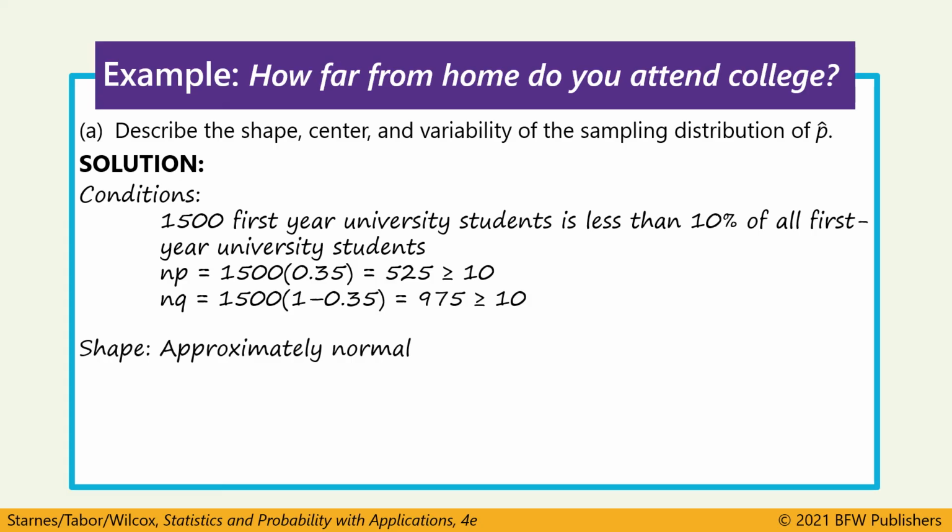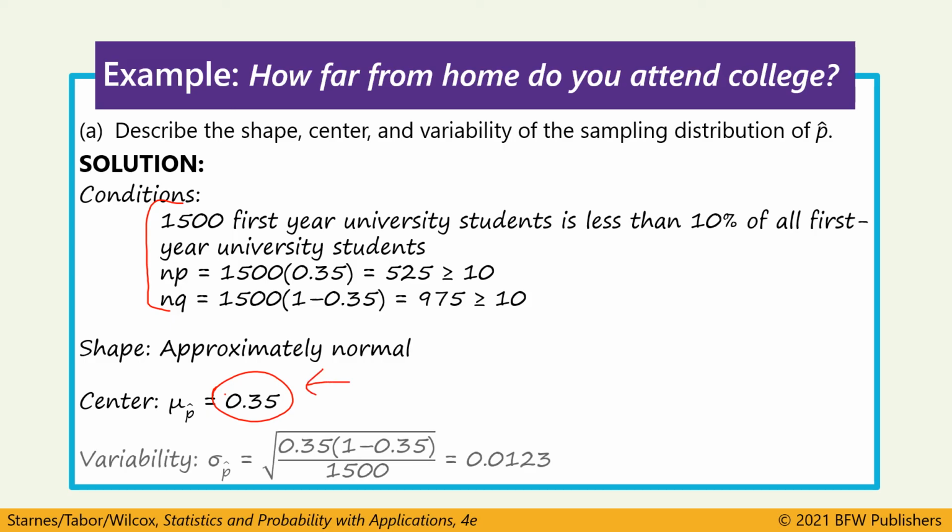So our shape is approximately normal. That's always the case for every sampling distribution, provided that these two conditions are met. The center is going to be the result of whatever our sample said. So in our sample, we had 35% living within 50 miles of their home, so that's going to be the center of our distribution. And then the standard deviation is given by that equation, radical PQ over N. We get a standard deviation of 0.0123.